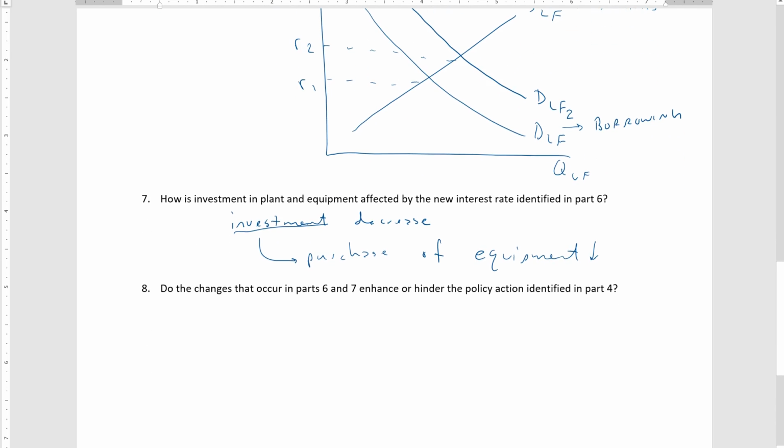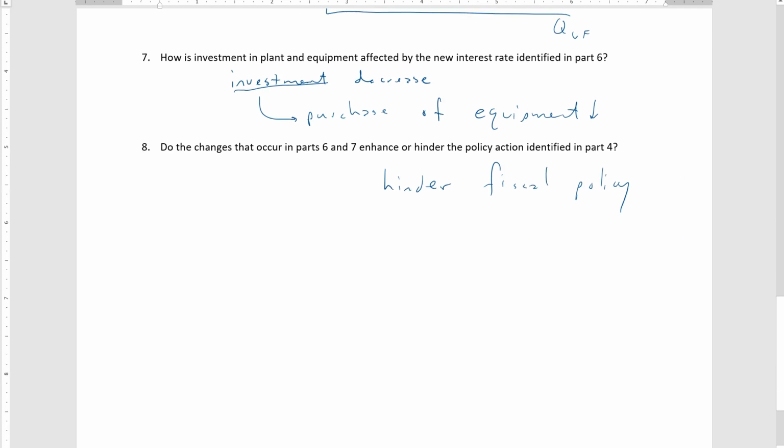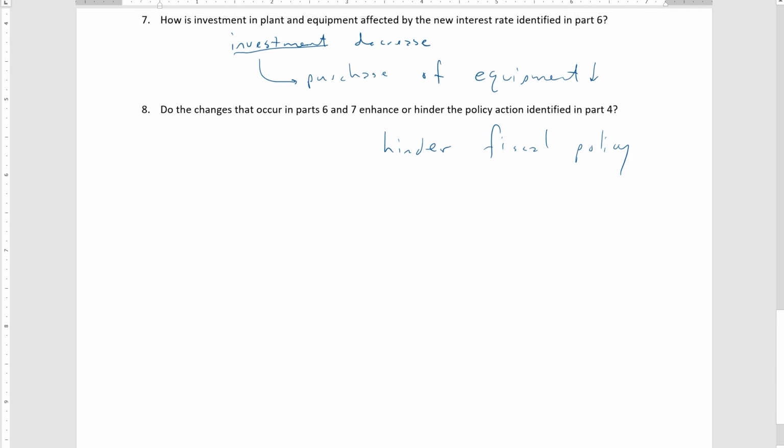Now, if investment decreases, that means our aggregate demand is not going to increase as much as it would had interest rates not increased. And so we would say that the higher interest rates hinder our fiscal policy action. So aggregate demand will not increase as much as we thought it would.